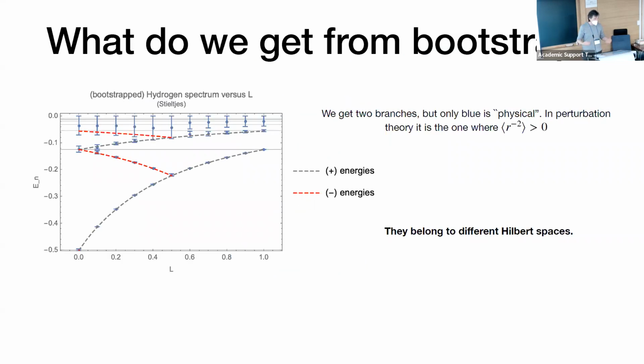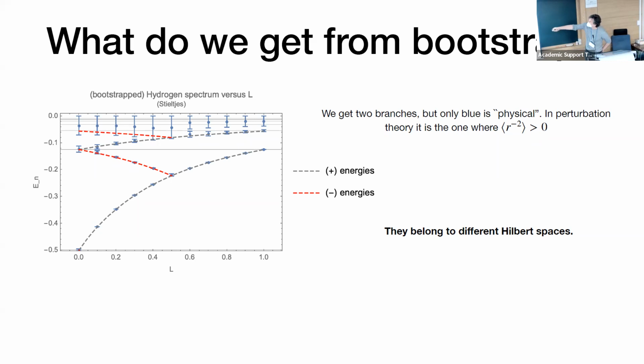So what do we get from the bootstrap when we do this? Well, we get the positive energies that we expected from below, and we get this thing that behaves very oddly, which are these red lines, which are the ones that are associated to confluent hypergeometric functions of the wrong kind. I'll tell you what that means.